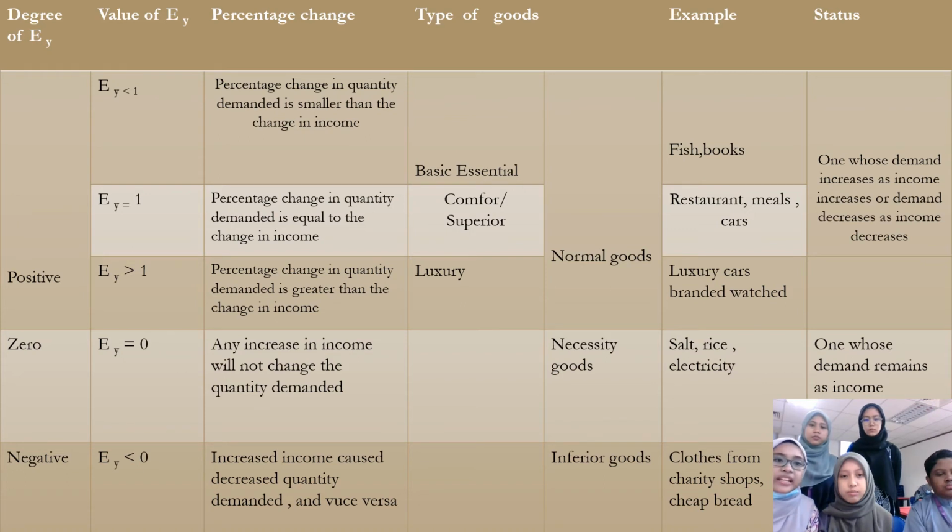Degree of EY negative. Value of EY is smaller than 0. Percentage change: an increase in income causes a decrease in quantity demanded and vice versa. Goods: inferior goods. Example: clothes from a charity shop, cheap rice. Status: one whose demand decreases as income increases, or demand increases as income decreases.